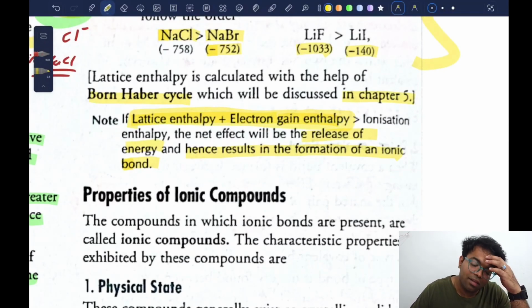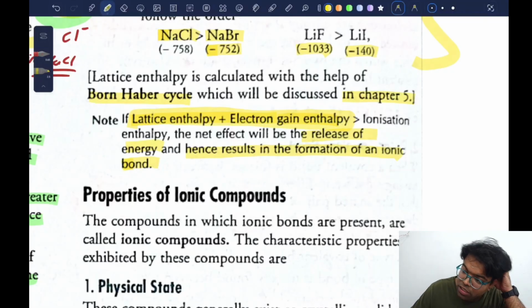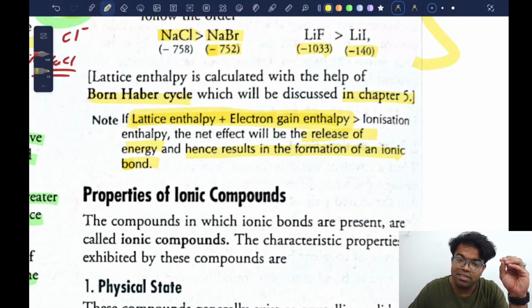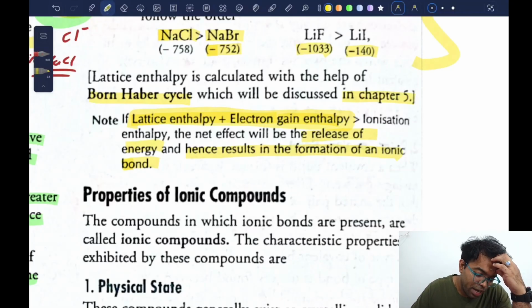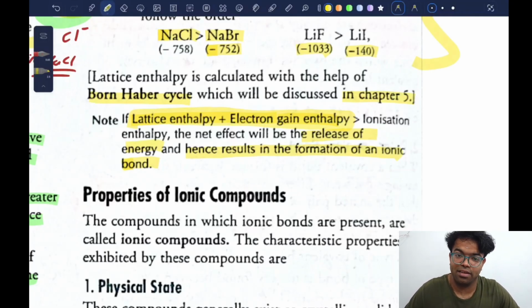You know what that means? Lattice enthalpy is the amount of energy released when the bond is being formed. Electron gain enthalpy is the amount of energy released when an atom actually takes in an electron. Now, they should be greater than the ionization enthalpy of the cation of the metal atom.